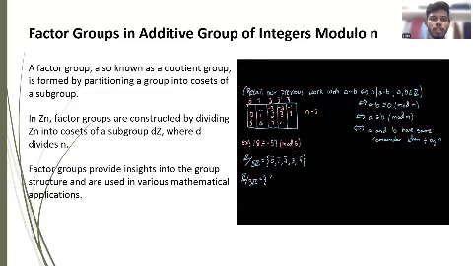So next, the factor groups in the additive group of integers modulo n. A factor group, also known as a quotient group, is formed by partitioning a group into the cosets of a subgroup. In Zn, the additive group, the factor groups are constructed by dividing Zn into the cosets of the subgroup dZ, where d divides n. The factor group provides insights into the group structure and is used in various mathematical applications.